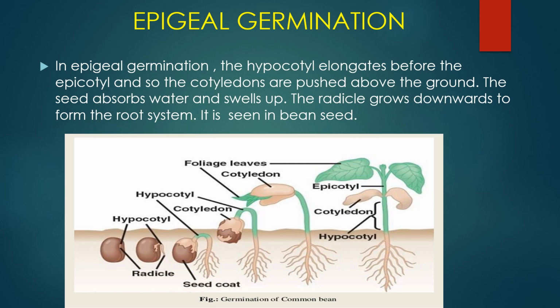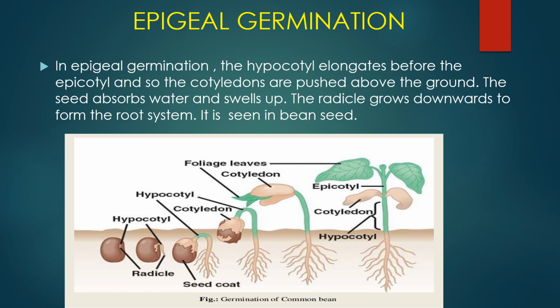First of all, you see the diagram that is given. Okay, that is shown over here. Epigeal germination of a common bean seed. Okay, bean seed shows the epigeal germination. A radicle is there. That means it is going to form the root system. Then the seed coat, that brown colored part is the seed coat.